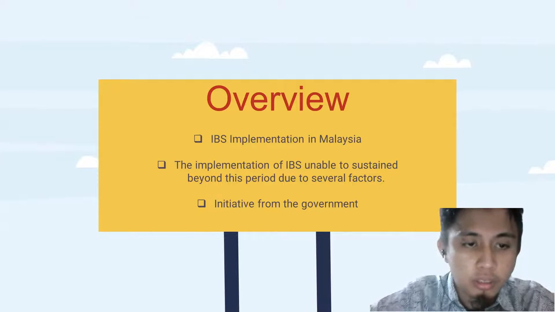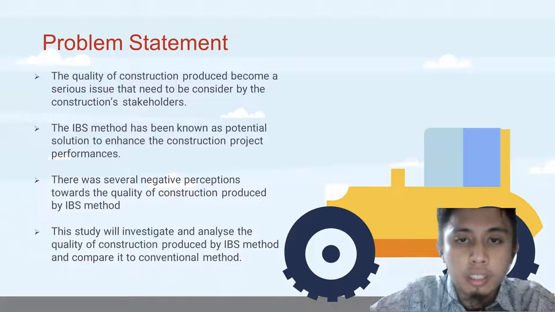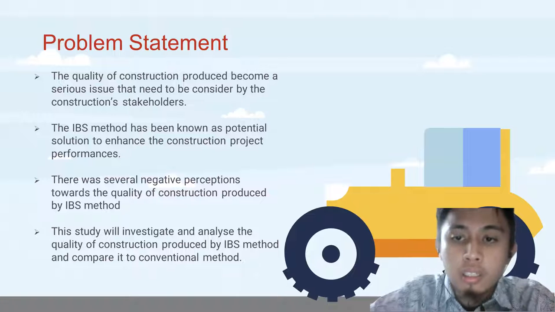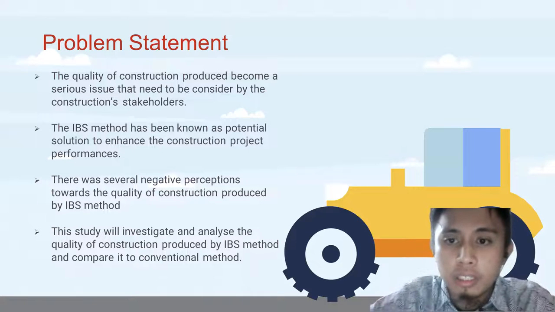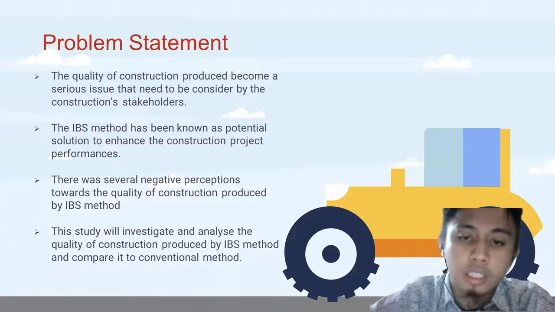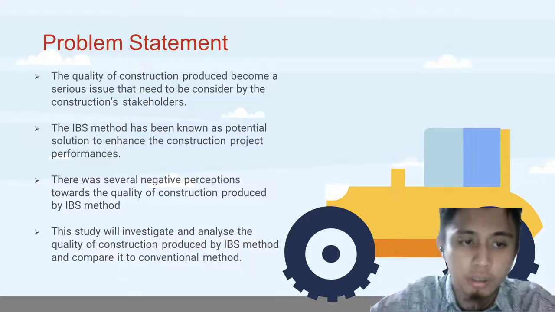So we proceed to the problem statement. As we know, in this era of globalization, with the increasing technology and innovation adaptation around the world, the construction industry is currently developing its construction methods to improve the performance and capability of construction projects. Because of the increment of building construction, the quality of construction produced has become a serious issue that needs to be considered by the construction stakeholders.